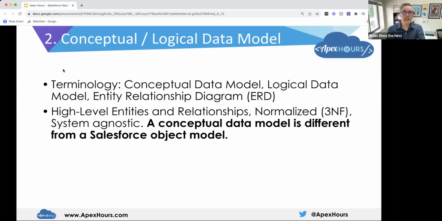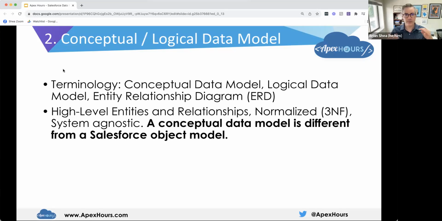Okay, so conceptual and logical data models. For our purposes in this presentation, I'm going to define some terms here. I've used the term conceptual data model. There's also a term logical data model. There's a concept of an entity relationship diagram. For our purposes today, I am going to consider those three terms all synonymous.